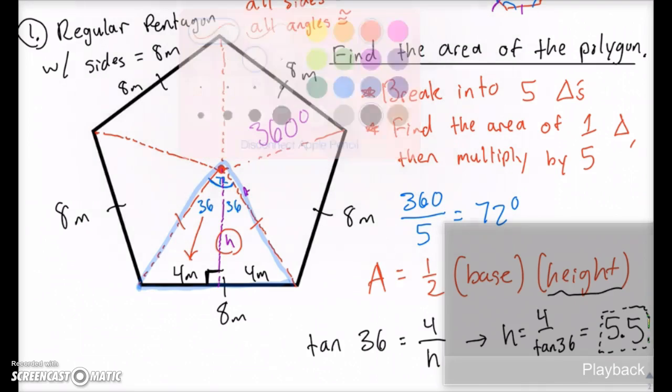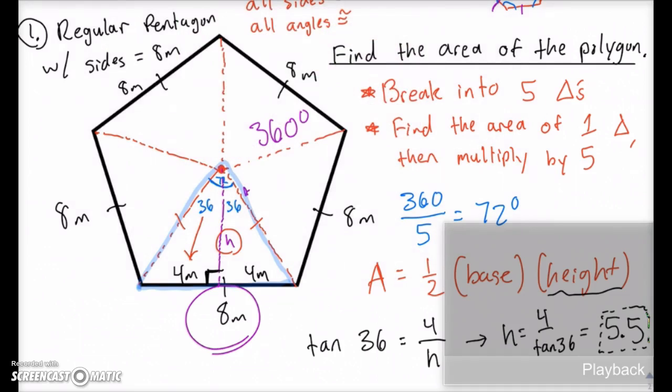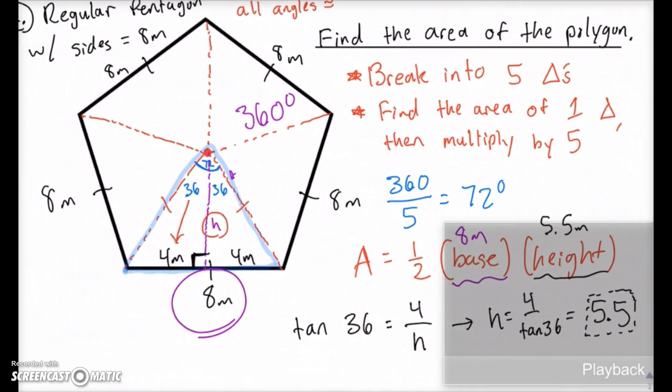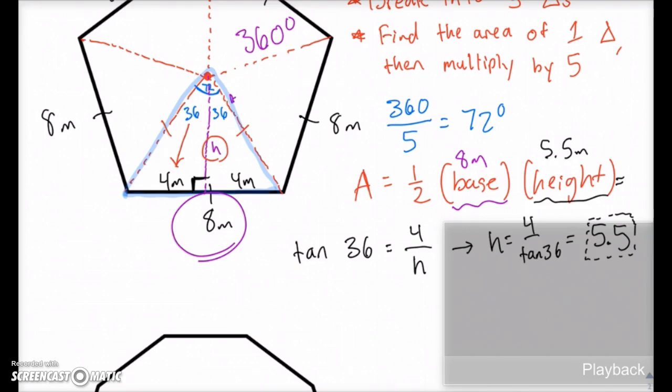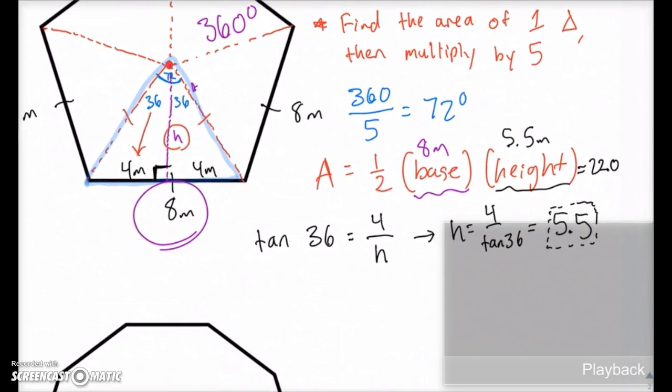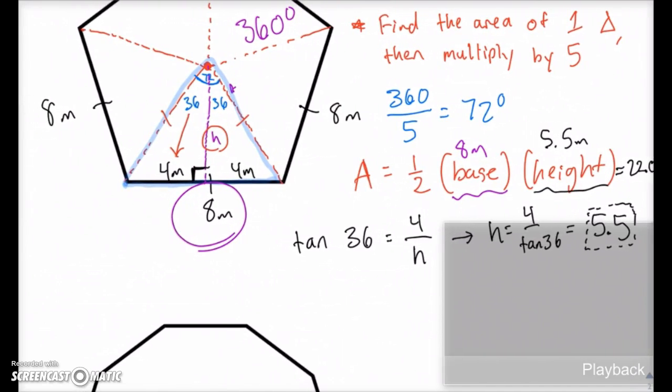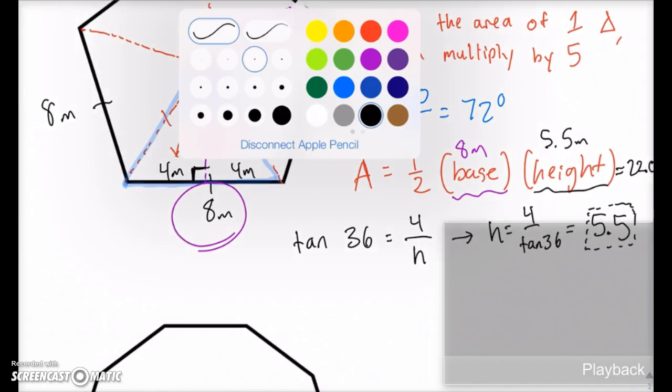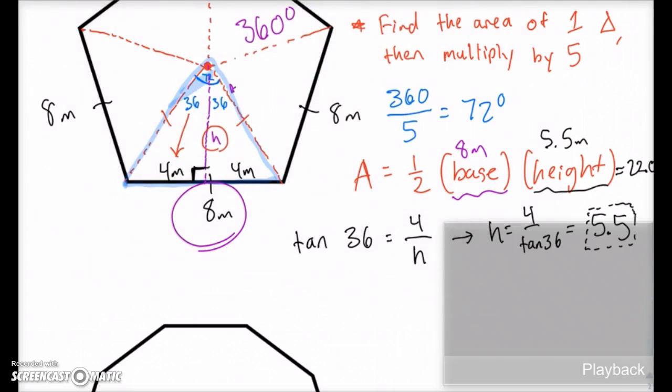And our base was given to us actually. Our base is 8 meters, and our height is 5.5 meters. Multiplying this out, our area would equal 22.0. So is this the area of the polygon? No, it is not. This is just the area of this one triangle.